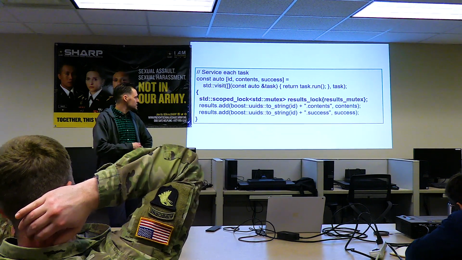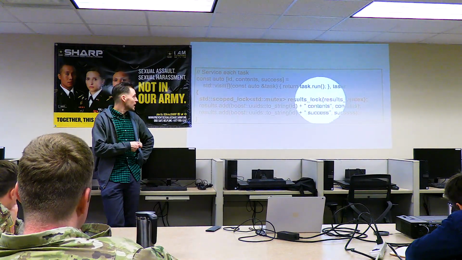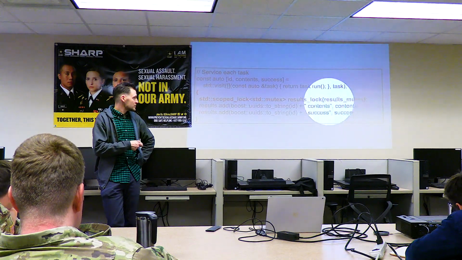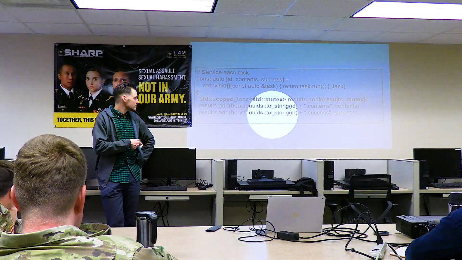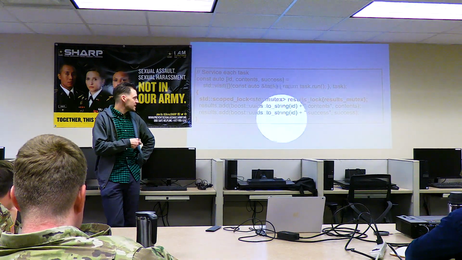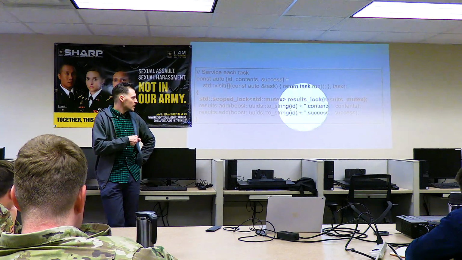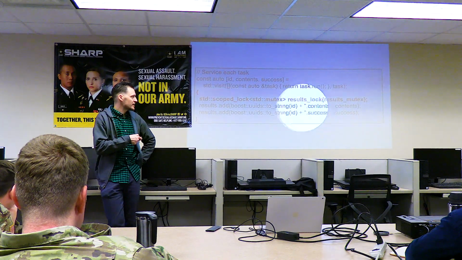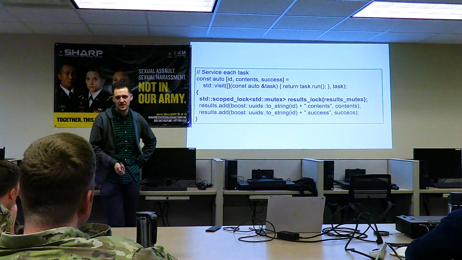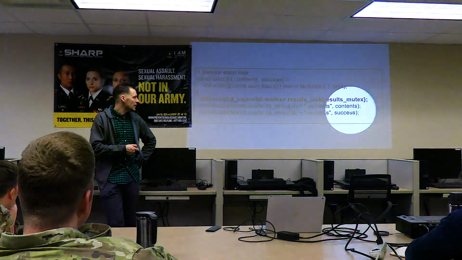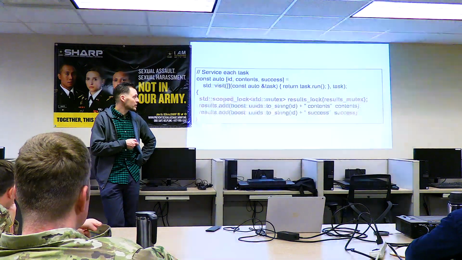And then we're going to do this trick again, right? Scope lock. So we're going to lock our results container, and then we're going to add our results. We're going to make a UUID and cast the UUID into a string. This is the syntax for property tree to access the contents element. Essentially, a great way to think about it is an in-memory registry. So we're going to set the contents and set the success value that we got from our task.